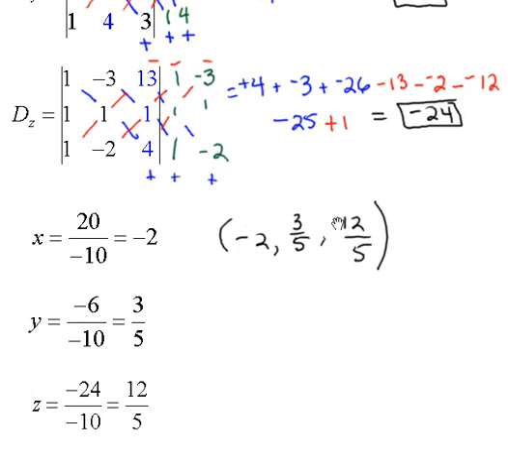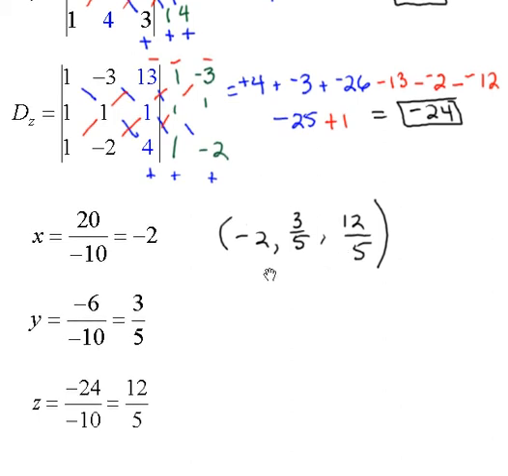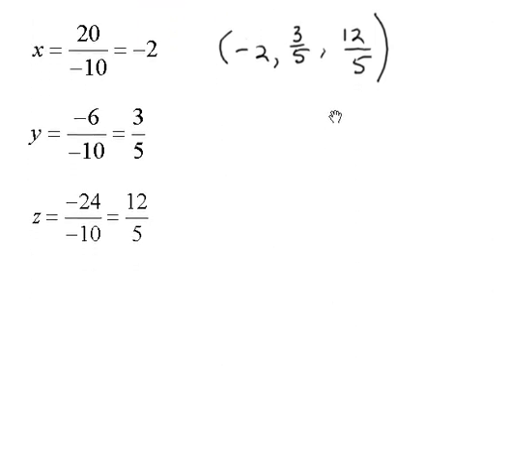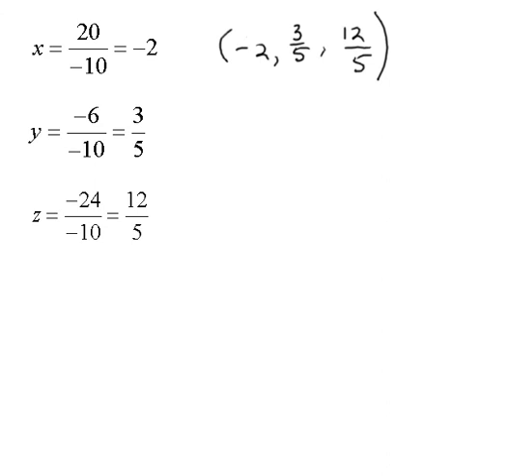Which you can write as a mixed number or leave as an improper fraction. And that represents the x, y, and z coordinates of a point in three-dimensional space. And to review our vocabulary words, there is a solution, so we say this system is consistent. These three planes intersect at one point in space, so we say the system is independent. And that's how we solve a system of three equations and three variables using Cramer's rule.